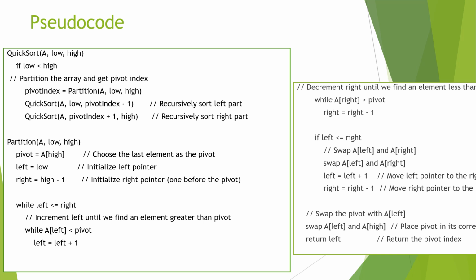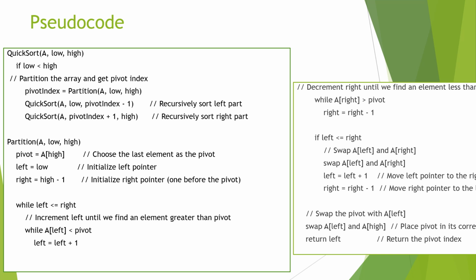We get the pivot index. So the partitioning procedure works like this. First we select the last element as a pivot. So A[high] is selected as the pivot element, and we set the left pointer to low, and the right pointer to high minus 1. Okay, we initialize the left pointer and the right pointer.